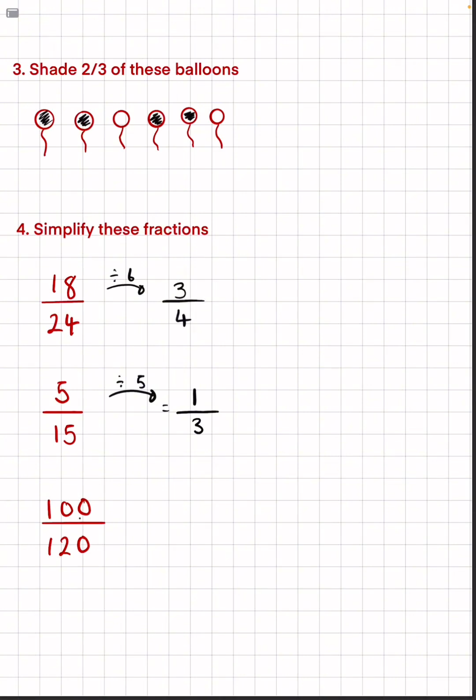The biggest number that goes into 100 and 120 is 20. We do 100 divided by 20, we get 5. 120 divided by 20 is 6. So 100 over 120 simplified is 5/6.